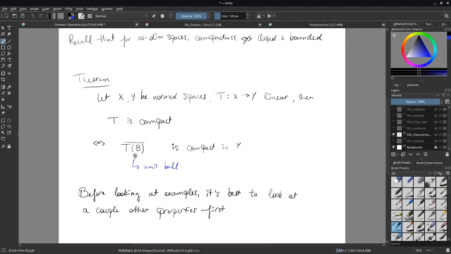Recall that the unit ball is just the set of vectors that have norm less than 1. And in general infinite dimensional space, the unit ball is not compact, in the sense that you can always find a sequence of points of exactly unit norm that does not converge, or at least has no convergent subsequence. So what this says is that if you take the unit ball, map it through T to some set, and then take the closure of that set, it must be compact. Now we won't prove this, but it's actually pretty easy. And before looking at examples of compact operators, it's best to look at a couple of other properties.